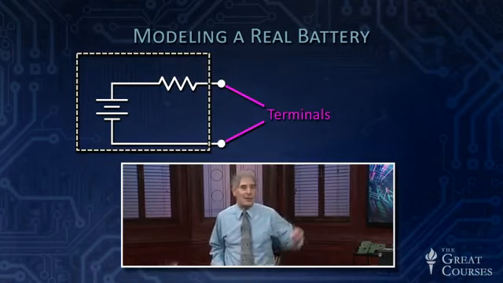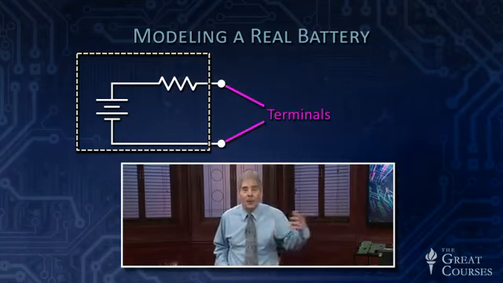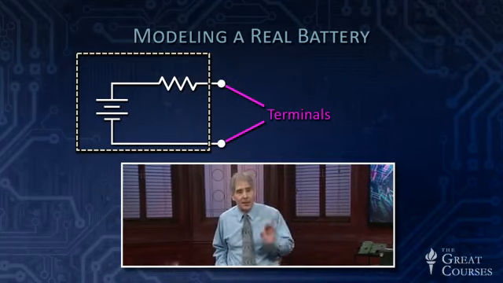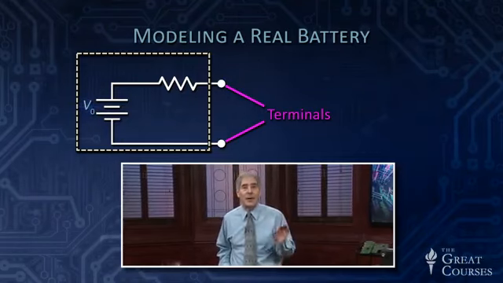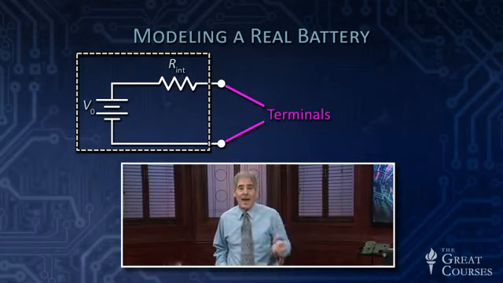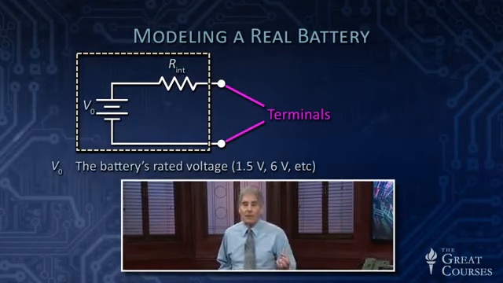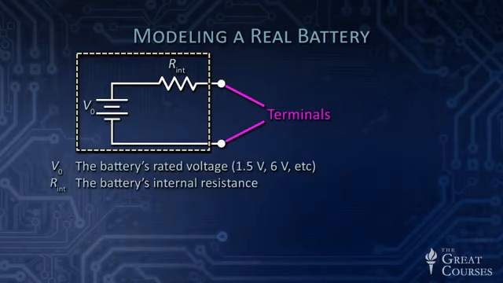And what you typically do is connect something, a light bulb, a whole complicated circuit, a resistor, whatever, across the battery, across its two terminals. The battery has some intrinsic voltage V sub 0. It has an internal resistance R sub internal. And the battery's V sub 0 is the battery's rated voltage, 1.5 volts, 6 volts, whatever it is. Rint is this so-called internal resistance. It's not really a resistor.